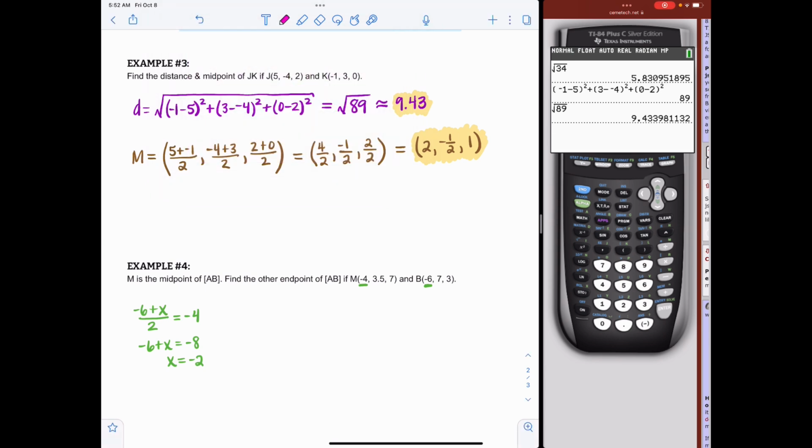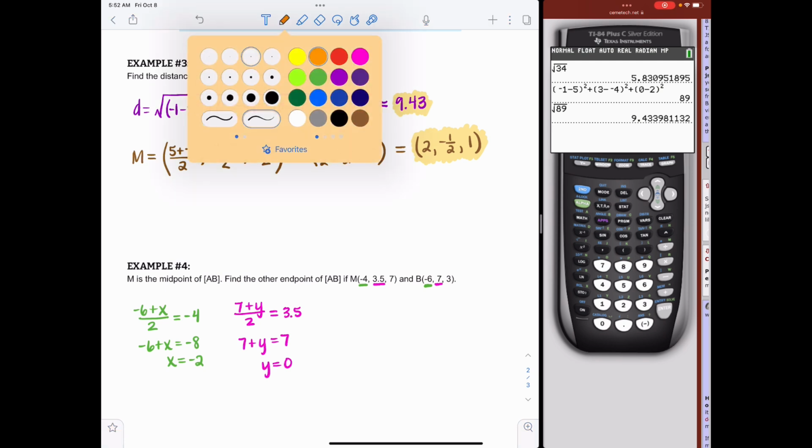I also see where I have 3.5 for the Y and 7 for the Y. So remember, 7, which is the Y value of one endpoint, plus the Y value of the other endpoint, divided by 2, should be equal to the Y value of the midpoint, which is 3.5. So if I multiply both sides by 2, I get 7 plus Y is equal to 7, and I subtract 7 on both sides, so I end up getting that Y is equal to 0.